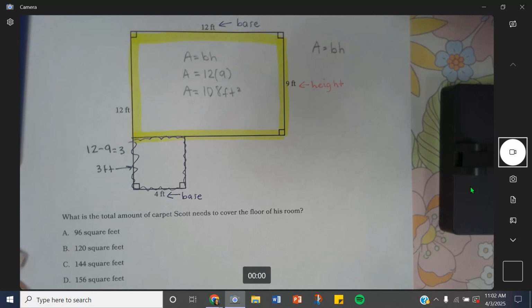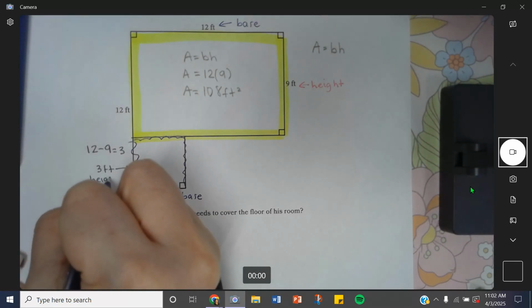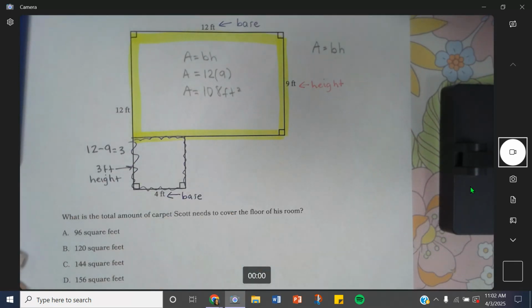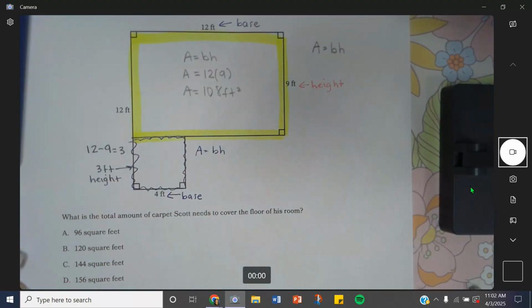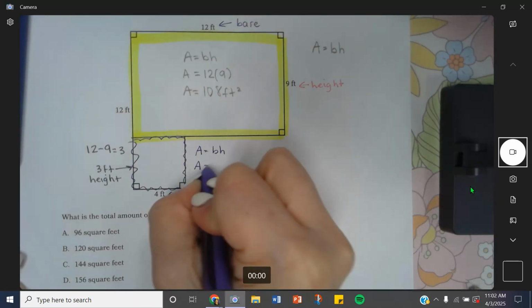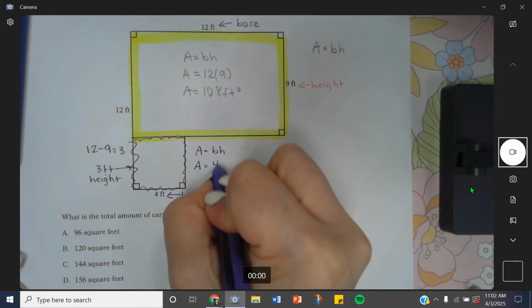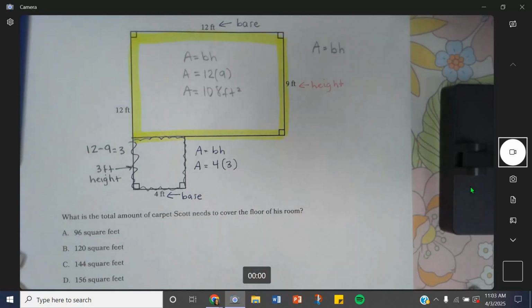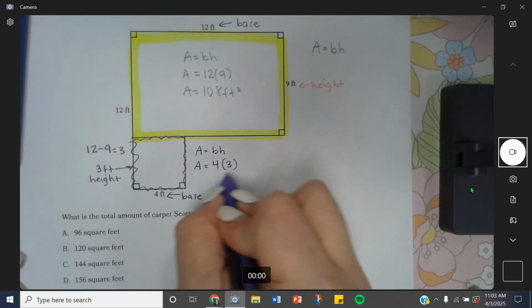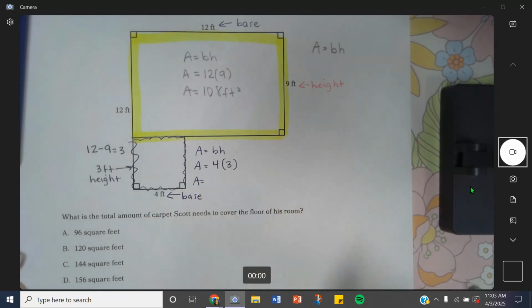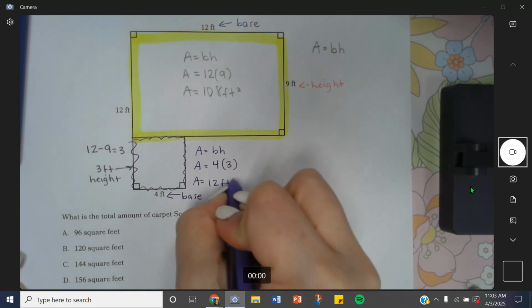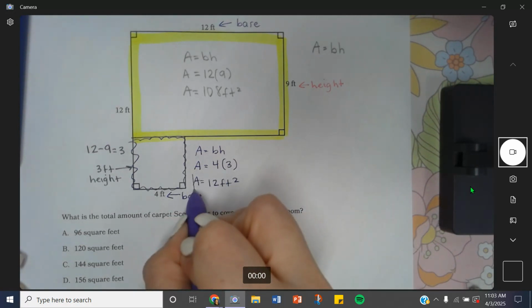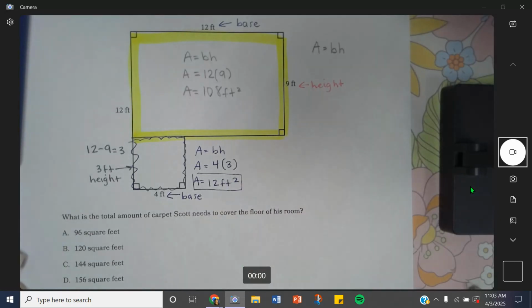From there, we can go ahead and solve the area of this rectangle now that we know what our base and our height are. So our formula for area is area equals base times height. I'll rewrite my A because we don't know it yet. My base is 4 and the height is 3. From there, we can multiply those two numbers. So area equals 4 times 3, which is 12 feet squared. And this is the area of the small rectangle.